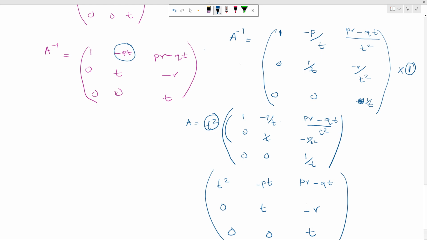So this is what we wanted to show. Again you see here T squared is there, but T squared is already equal to 1, so you can just substitute this T squared by 1 and you have got the answer.